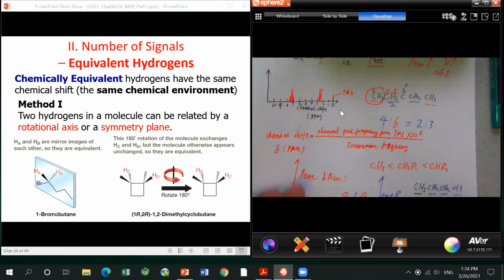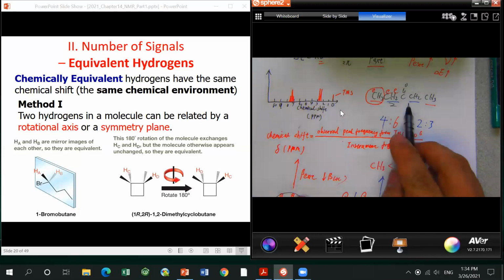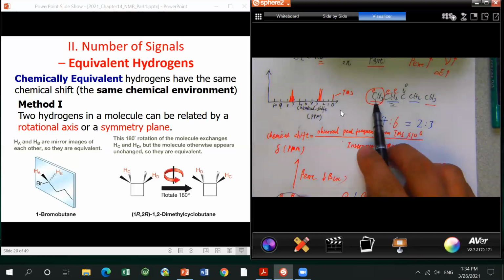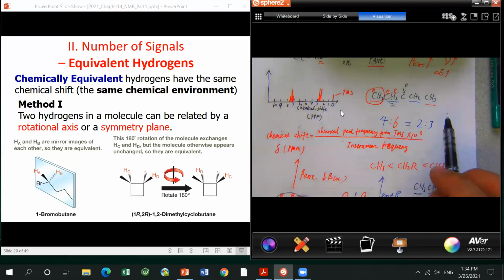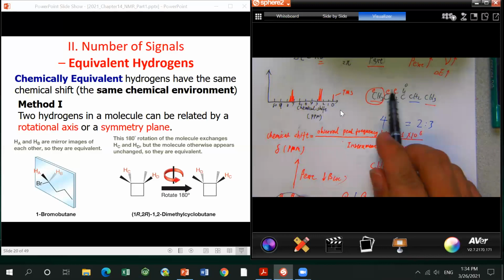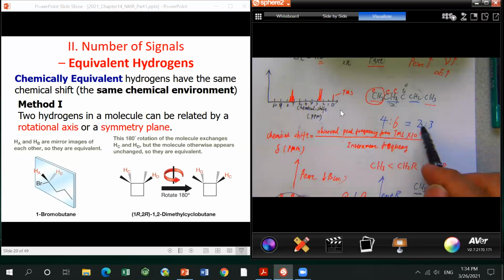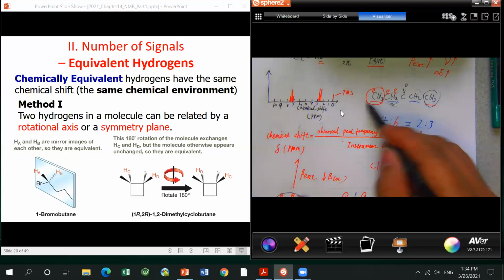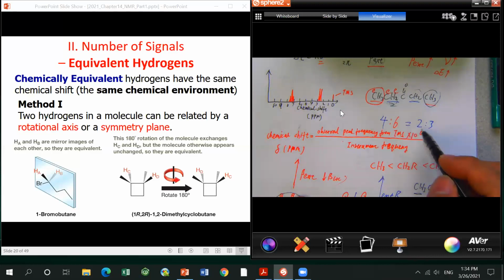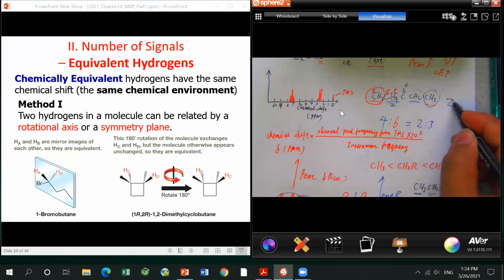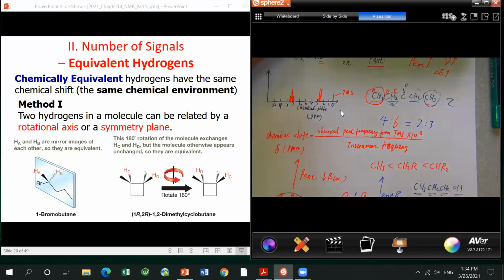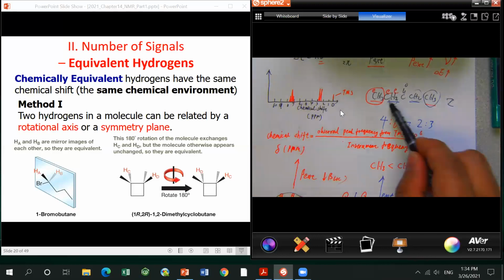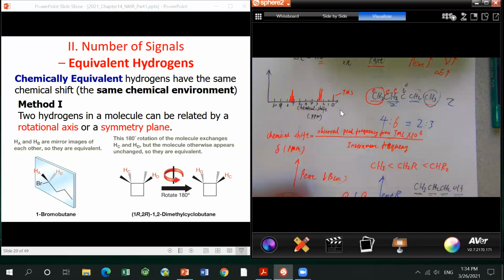And then for the 3-pentanol, although there are a bunch of protons, we only see 2 signals, because this CH2 and this CH2 have the same chemical environment. Same thing for this CH3 and this CH3, same chemical environment. That's why it only shows 2 signals here. That's what we call chemical equivalent. These two are chemically equivalent.